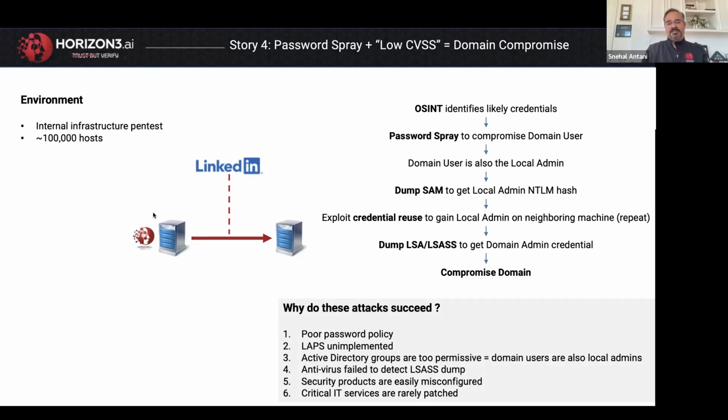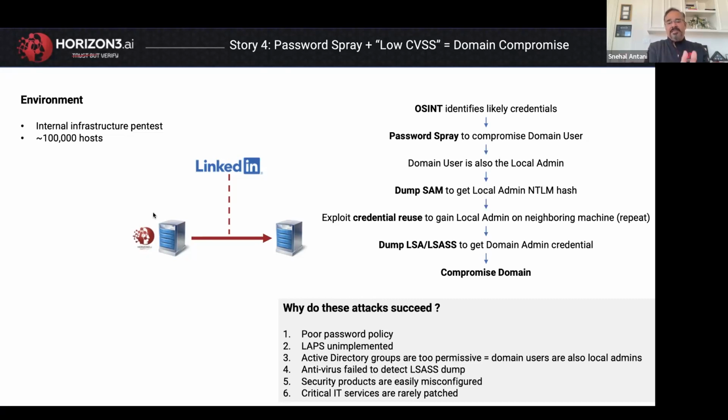Poor password policies were in place. Local admin privileges weren't properly managed. The Active Directory groups are too permissive because the domain user is also the local admin. The antivirus or EDR wasn't configured correctly to prevent OS credential dumping, or the products were misconfigured, or critical services just weren't patched. So Log4shell gets an attacker in with ease, in a way that is oftentimes invisible to the SOC.